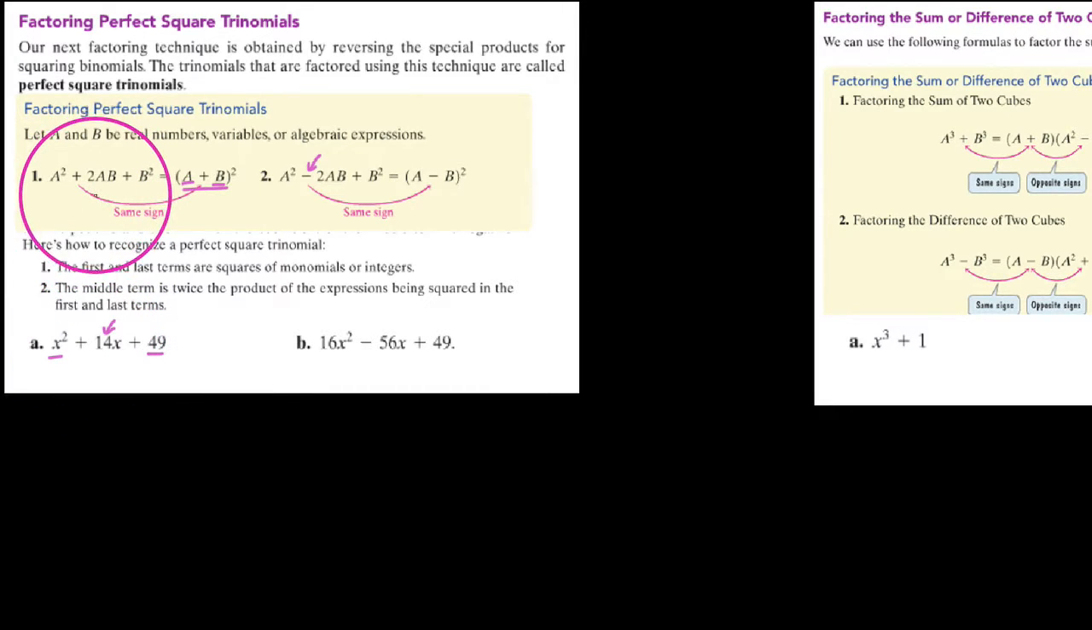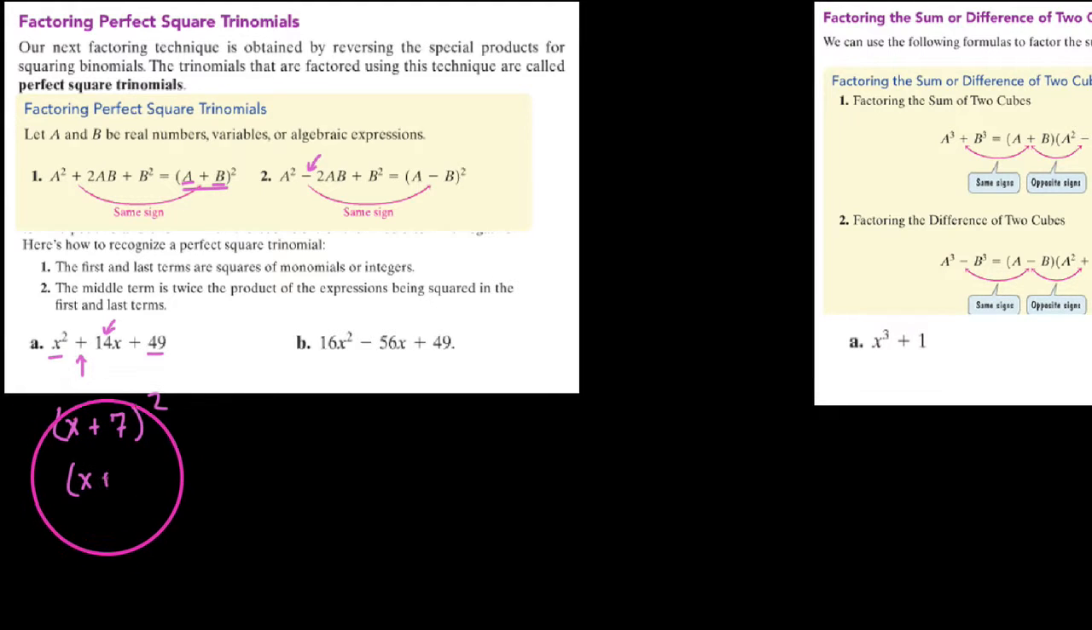So if that's the case, then what we could say is this factors into this perfect square binomial where I've got an x here and a 7 here, and this must have been a sum because I've got a sum here. One thing I do want to point out is this: if you are uncomfortable with that fact, x plus 7 squared is really x plus 7 times x plus 7.